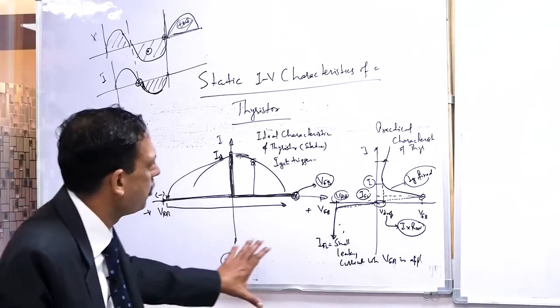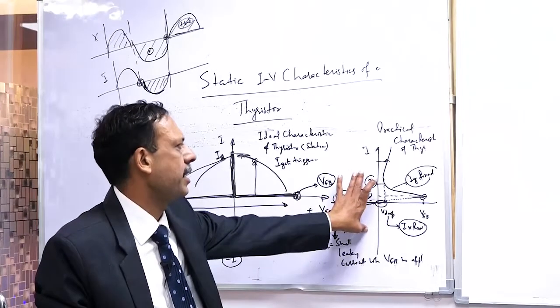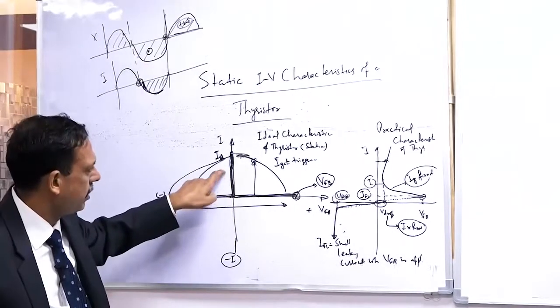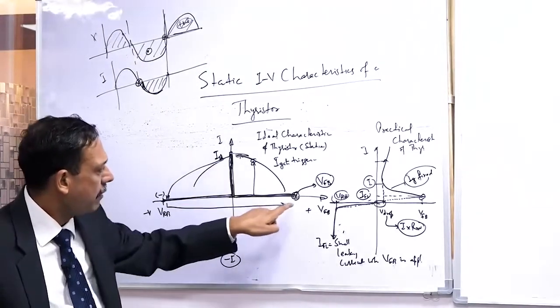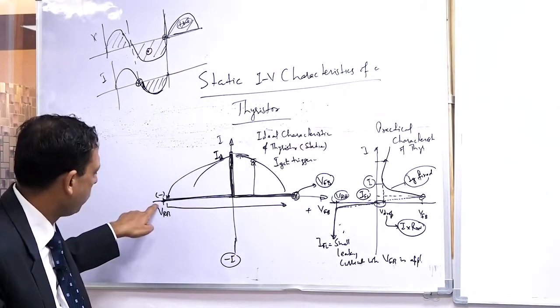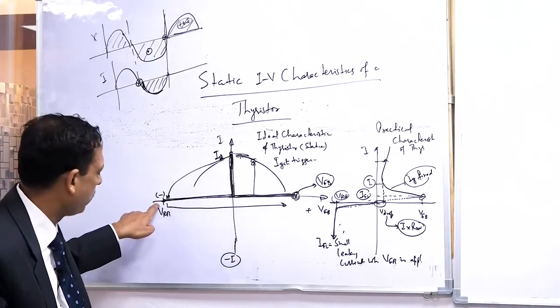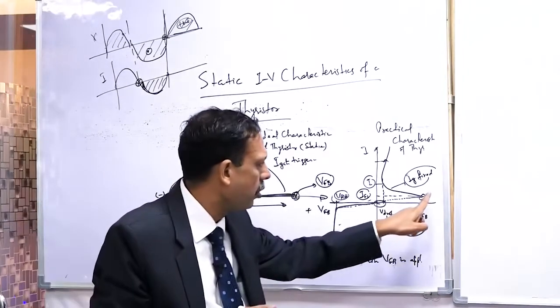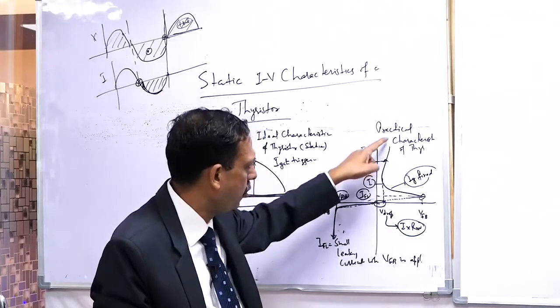So I just wanted to tell you, this is the practical thyristor characteristic. This is the ideal characteristic. In the ideal conduction condition, there will be no voltage drop. When forward blocking is there, there is no leakage current. When the reverse blocking voltage is there, there is no leakage current. But practically there is going to be a current.